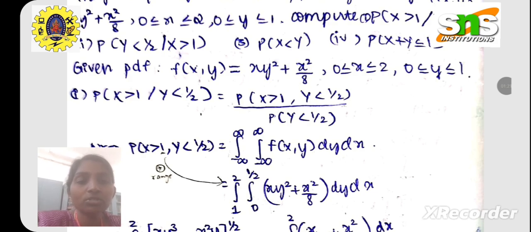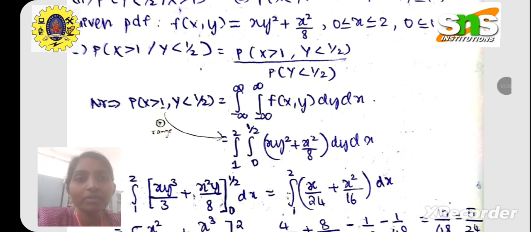This is again a conditional probability problem. Probability of x greater than 1 given y less than 1 by 2 is equal to probability of x greater than 1 intersection y less than 1 by 2 divided by probability of y less than 1 by 2. So here we have two separate probabilities to find.